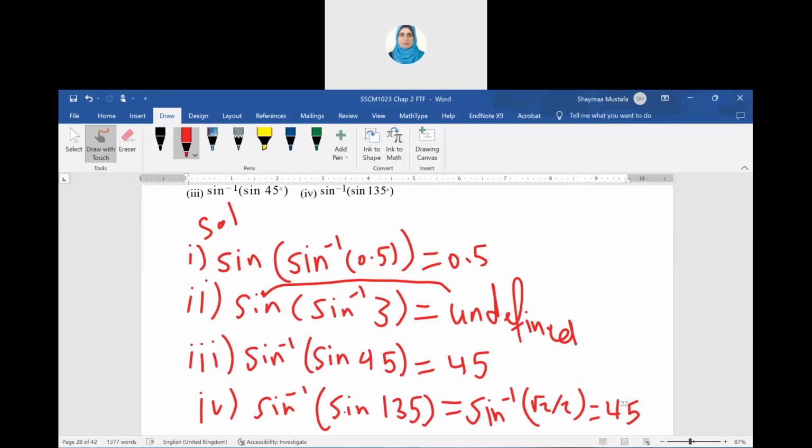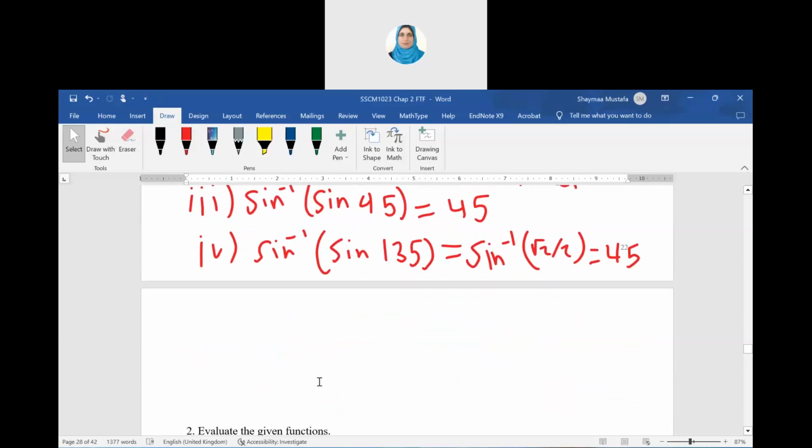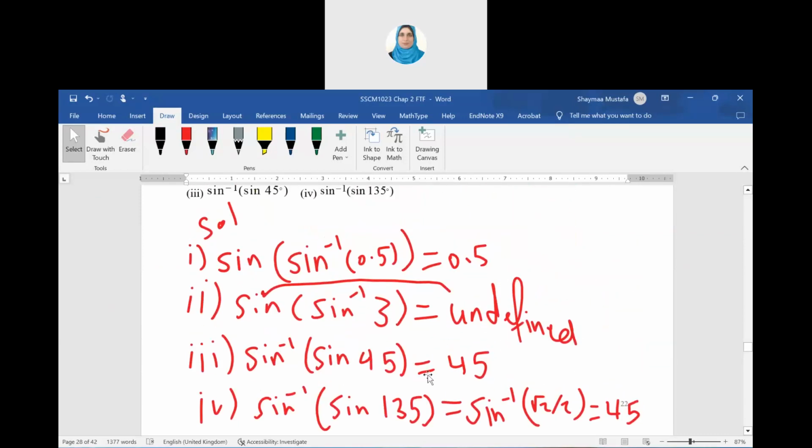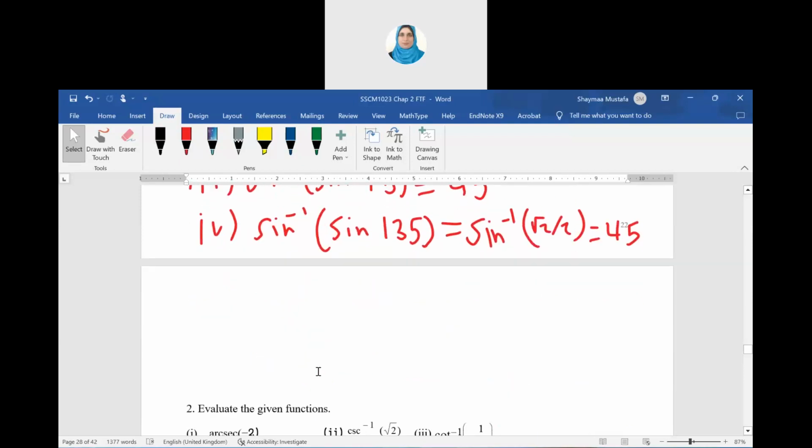Again, sine inverse sine 135. Sine 135 is root 2 over 2, this value. This value is a positive value. For sine, it is positive in the first and second quadrant. So we have an angle in the first quadrant, and we have another angle in the second quadrant. To choose which angle we have to use, we need to look at the range of sine inverse.